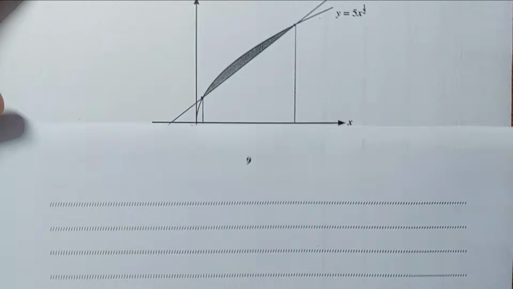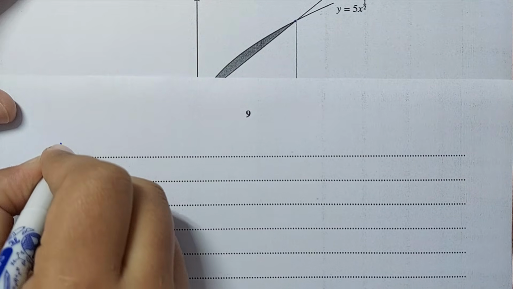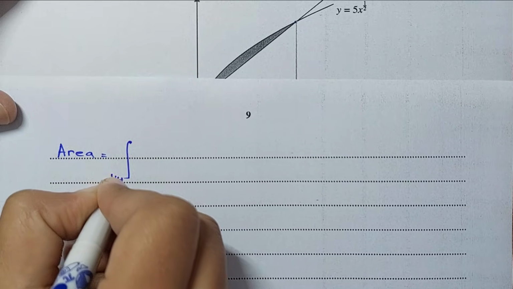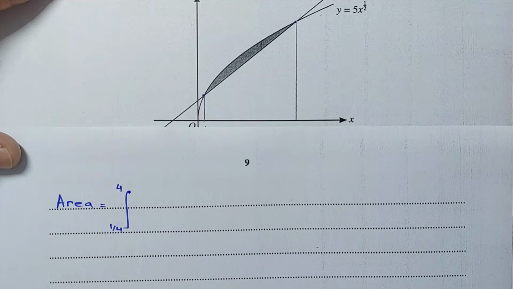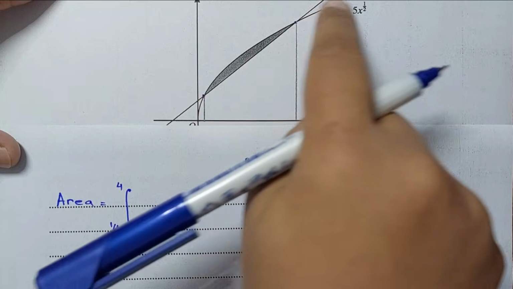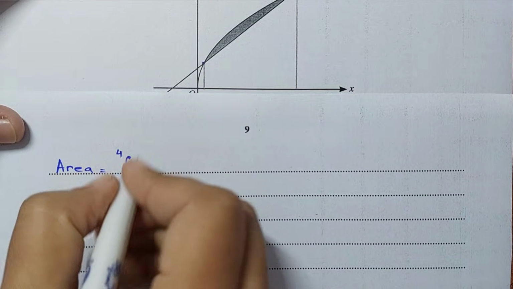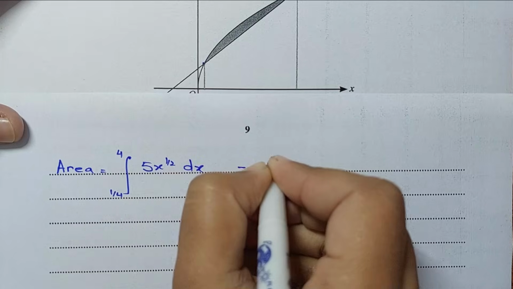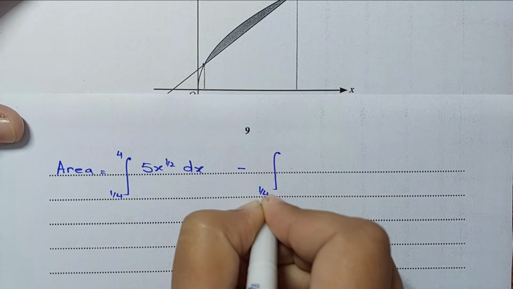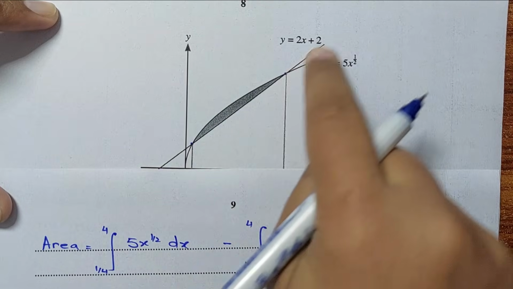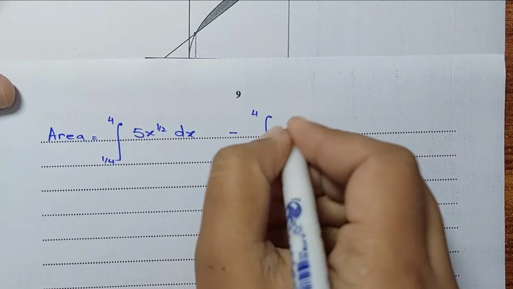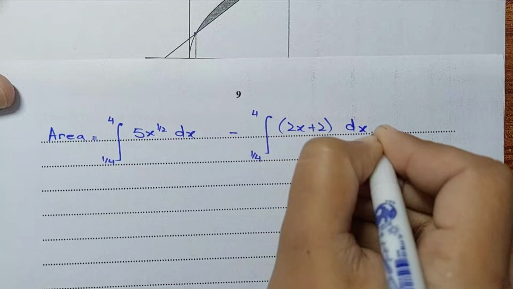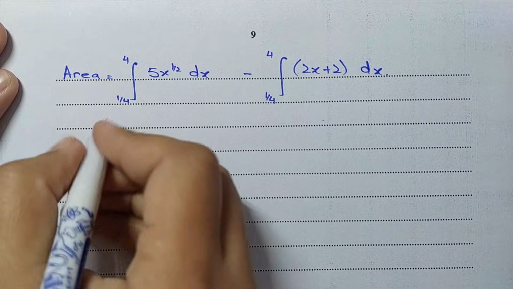So here we can say the area becomes integration from 1 by 4 to 4 of the curve. The curve is at the top, yes. The curve is 5x to the power 1 by 2 dx, minus integration from 1 by 4 to 4. The line is at the bottom, which is 2x plus 2, with respect to dx. Okay. Let me integrate it.